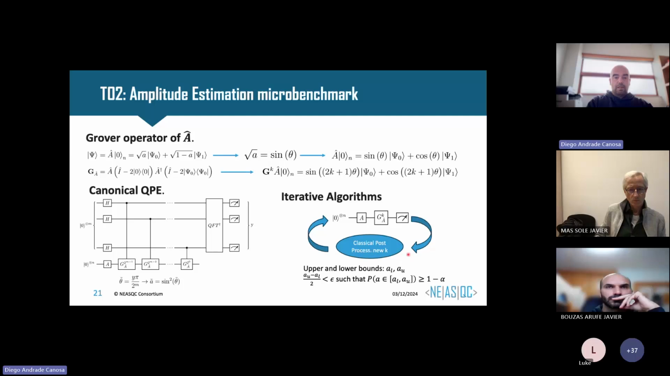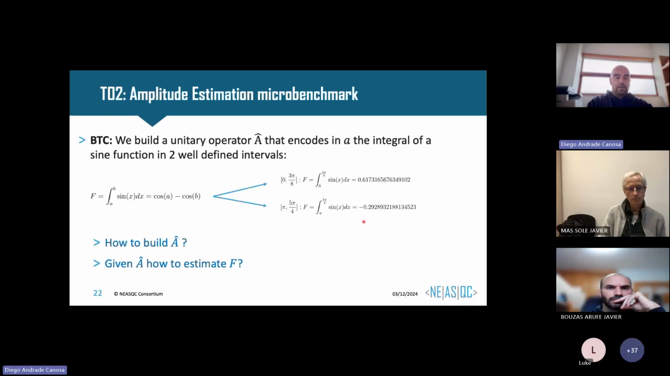So the algorithm is iterative because if the lower and the upper bound are close enough, I'm going to finish the execution, but if they are not close enough, then I'm going to adjust the value of k, and I'm going to start a new iteration of the execution of the iterative algorithm.